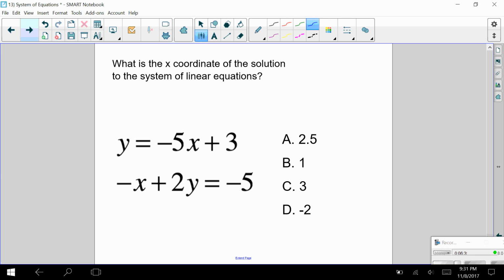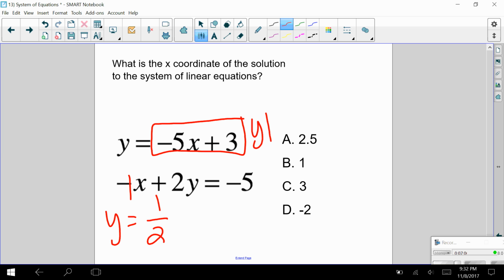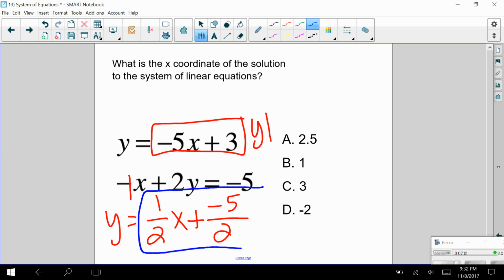Let's try one more together. Go ahead and pause it, and you try this one on your own, and then we'll go over it. The first one is already in y equals form. The second one, we have to write it in y equals form, so y equals the opposite of A over B, x plus C over B. That goes in y2.